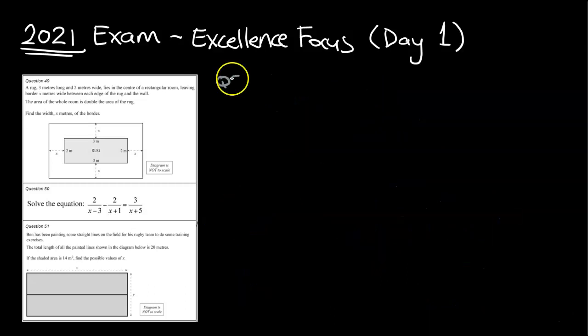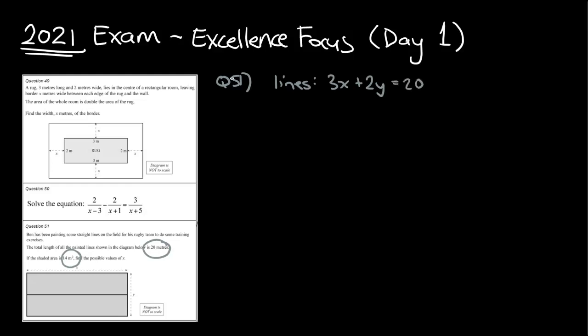The final question from this video, question number 51. Ben is painting some straight lines on a field for a rugby team. The total length of all the lines is 20 meters, and the shaded area was 14. So let's start off with the painted lines. We had x, x, and then x, and then we had y and y. So the 3 x's and the 2 y's will combine to get to that 20. So the lines will be 3x plus 2y, and that comes to 20.